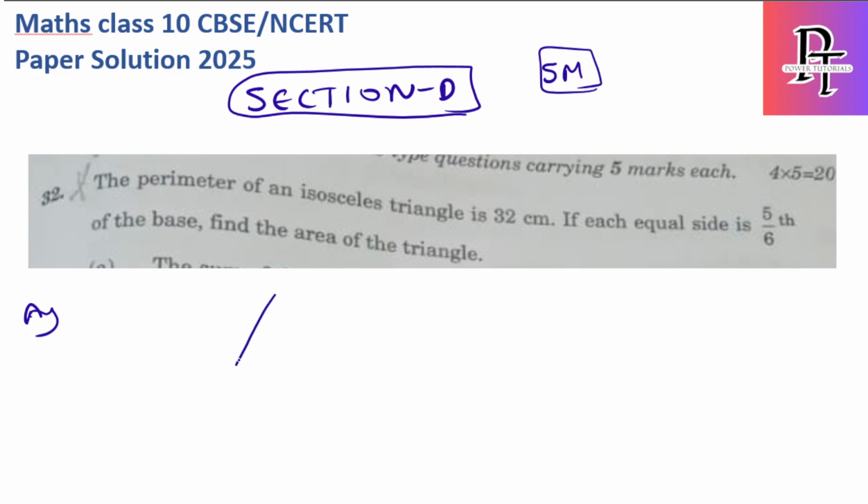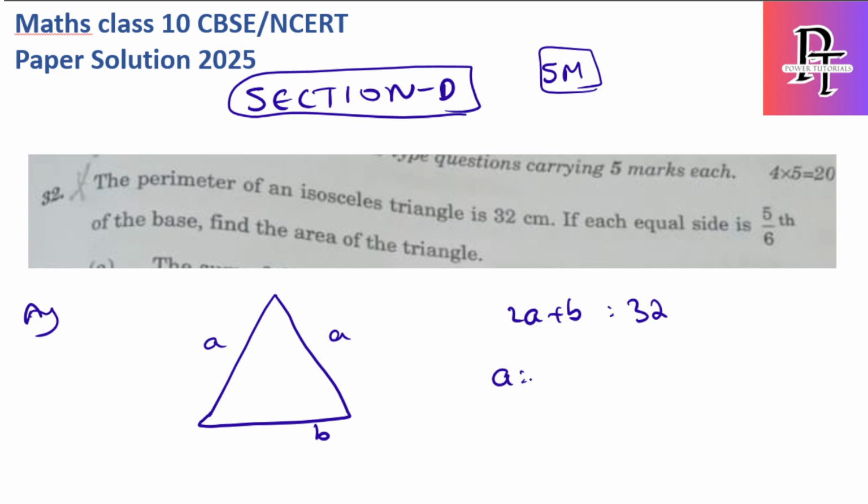It is related to triangles, and the perimeter of a triangle is easy. The perimeter of any triangle is simply the sum of all sides. You already know the area formula. In an isosceles triangle, two sides will be equal, and let's suppose this is the base. The perimeter is 32, which is 2a plus b, because the sum of all sides is 32. This is one condition. The other condition is that each equal side is 5/6 of the base, so a is equal to 5/6 of b. This is 1, this is 2.